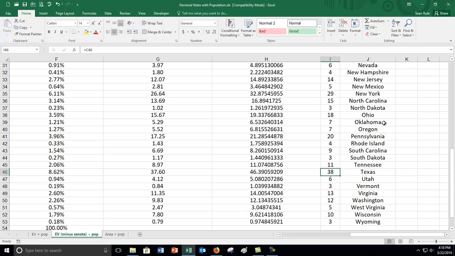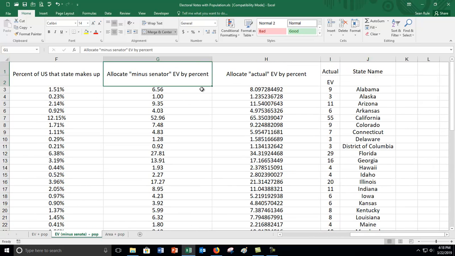Number two, partial electoral votes. In other words, remember my little numbers back here? Allocate minus senator EVs. Let them have these. Give them 6.56 electoral votes. Don't give them 9. Don't give them 8. Don't give them 7. Give them 6.56. I mean, we have computers. We can do math now. That's one idea. The other idea is stop limiting it to the number 538. Throw away the number 538 and actually allocate them based on population. That will never fly, because that totally removes the idea of the Electoral College.